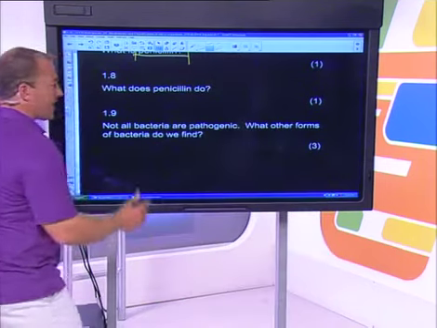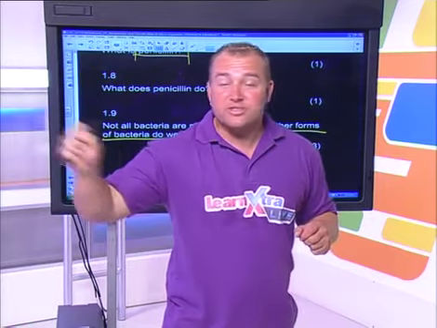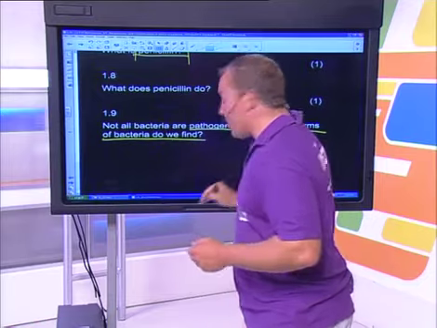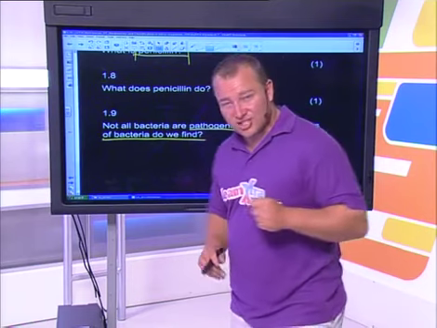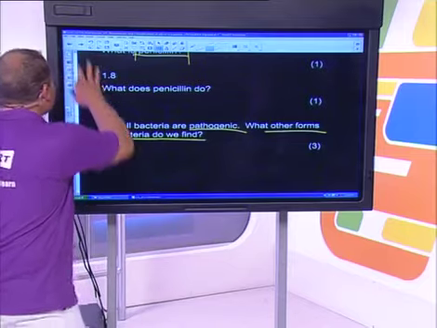Okay, last one. Not all bacteria are pathogens. What other forms of bacteria can we find? Not all of them are pathogens. What other type of bacteria can we find? Those are the two questions I want you to answer. And I want you to send it to me, please, as quick as you can. I want to know what other type of bacteria you can find besides pathogens. Okay, very important.